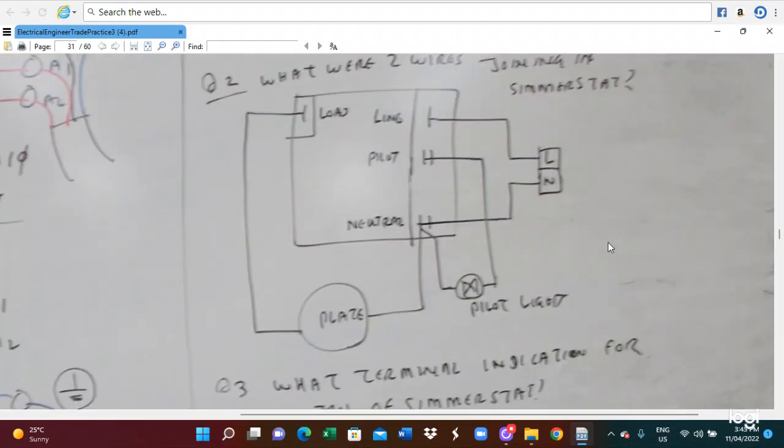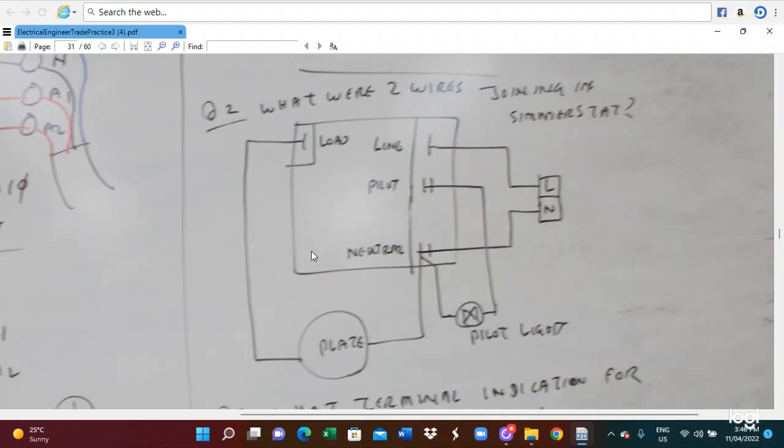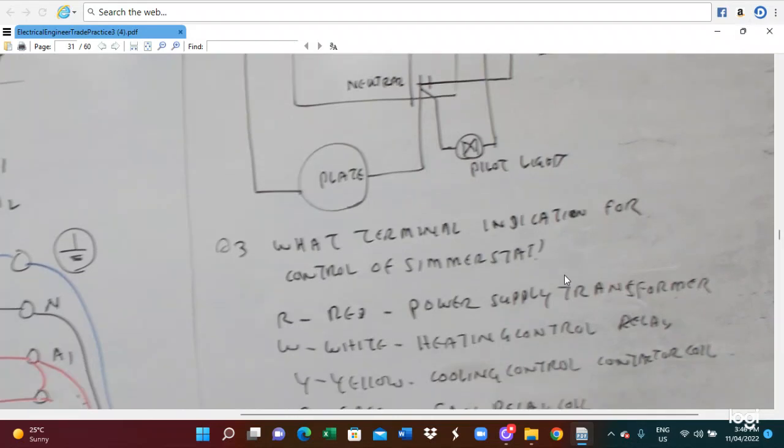This is the connection of the thermostat. The thermostat is a 2-wire thermostat. This is for the line, this is the neutral, and this is the pilot connection, the pilot lamp, and this is the electric plate. So this is a thermostat connection.